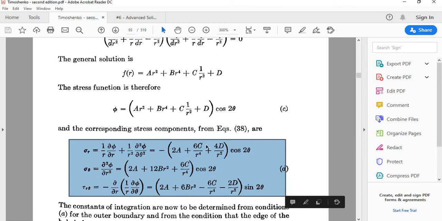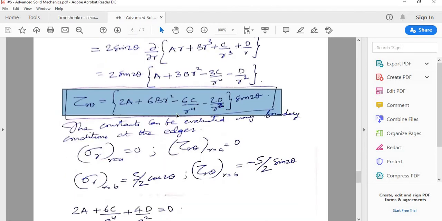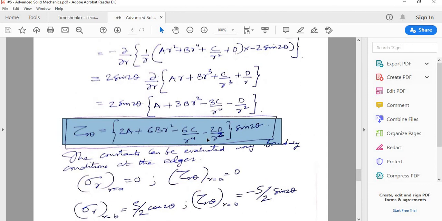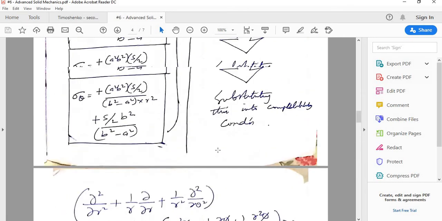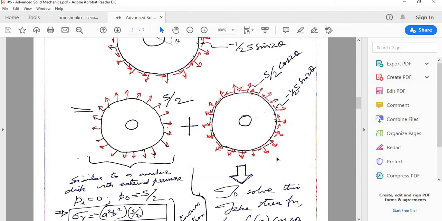Now you have four constants to evaluate here, a, b, c, d. So to evaluate those constants, you will use boundary conditions. So what are the boundary conditions? Well, this is the problem that we are trying to solve. So at r equal to a, which is the inner radius, sigma r and tau r theta are 0. Those are the two conditions.